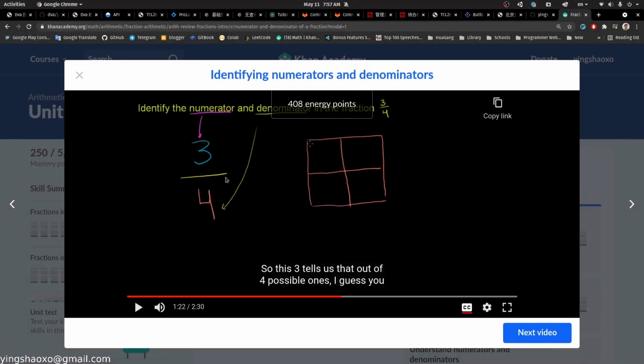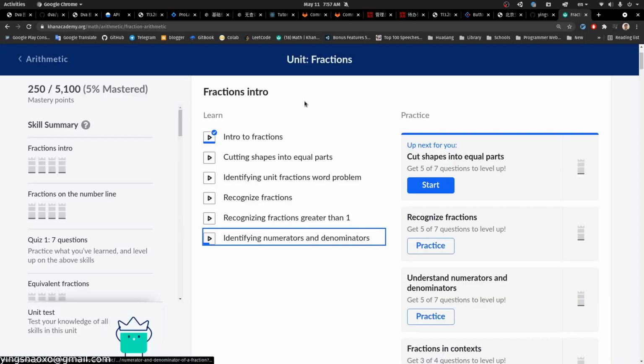So if you ask me what this is, the number on top is the numerator, and the number on the bottom, under the line, is the denominator. So again, 3 is the numerator, 4 is the denominator. If you remember that, that's enough for us.